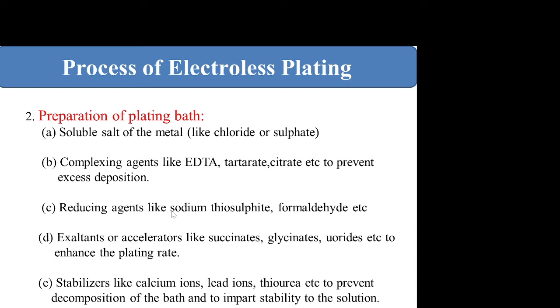Then reducing agents like sodium thiosulfate, formaldehyde, etc. are used. In the case of nickel plating, we use sodium hypophosphite as a reducing agent. In the case of copper electroless plating, we use formaldehyde as a reducing agent, etc. Then exaltants or accelerators like succinate, glycinate, etc. enhance the plating rate.